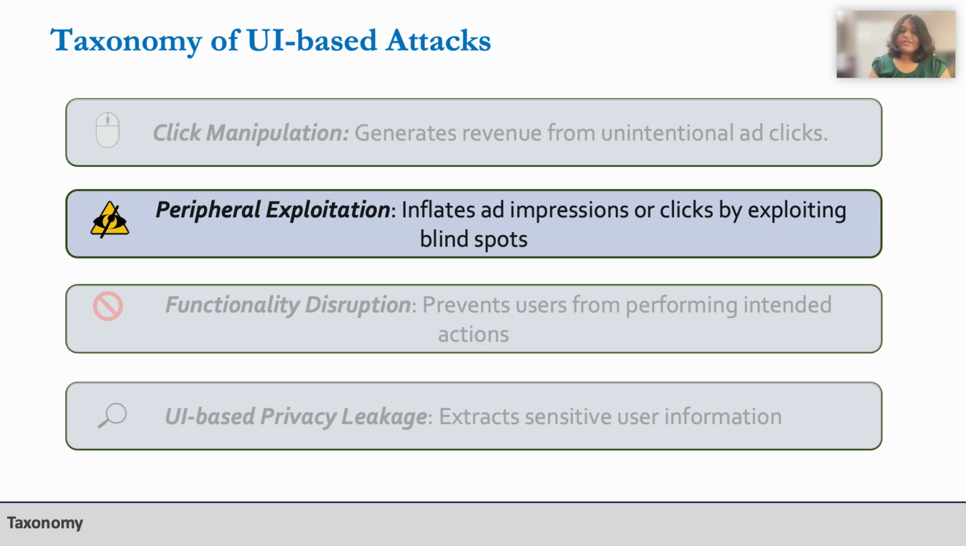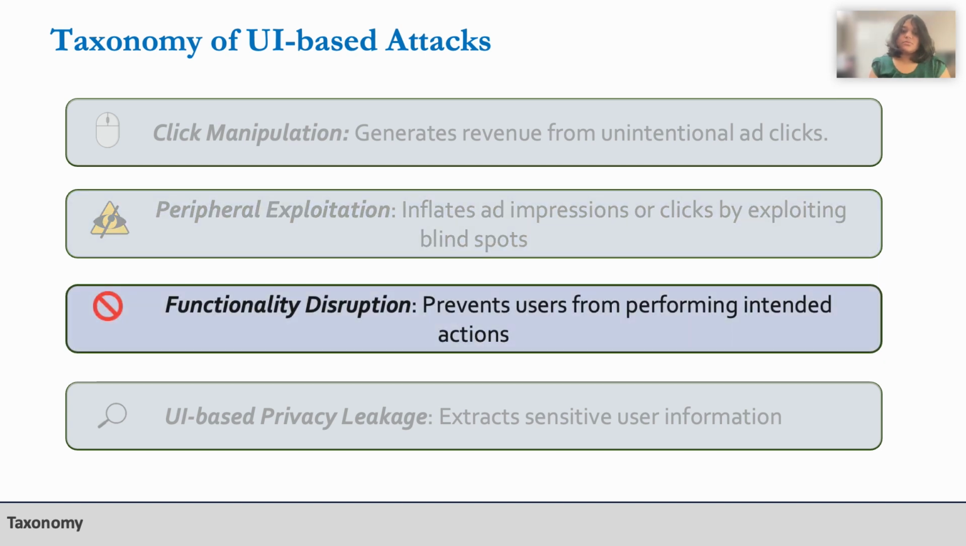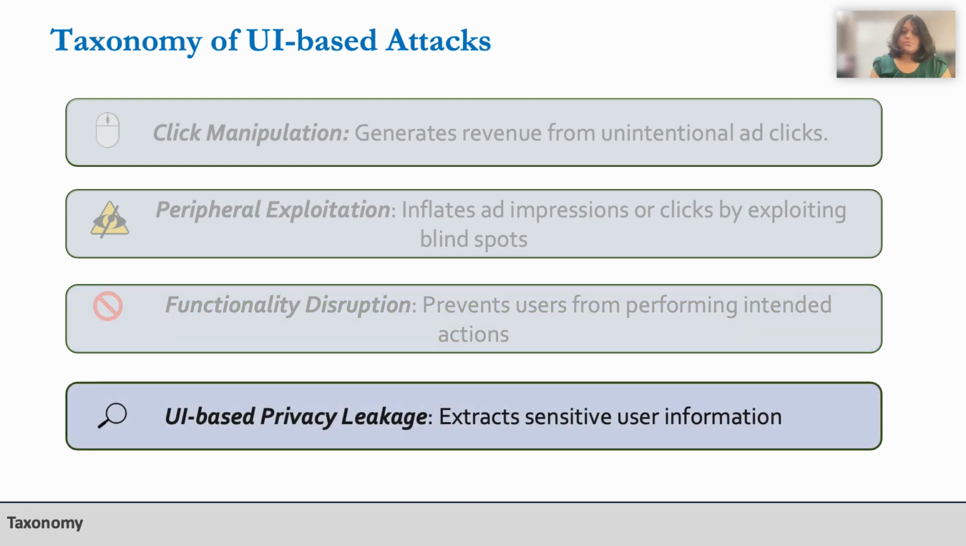Next, we have peripheral exploitation. In this category, attacks leverage blind spots to inflate ad impressions or clicks. The third category is functionality disruption. These attacks are designed to prevent users from completing their intended actions. And finally, we have UI-based privacy leakage. These attacks are used to extract sensitive user information.